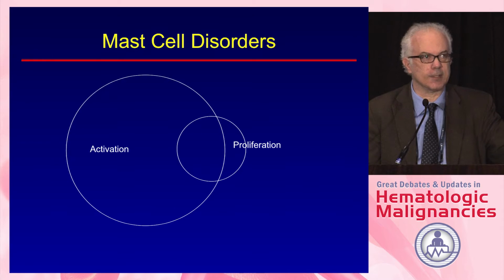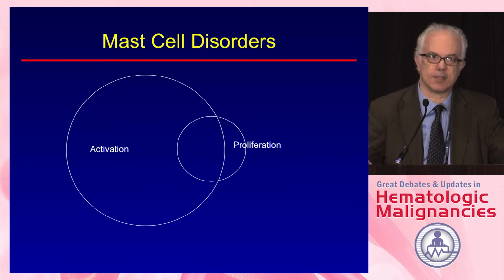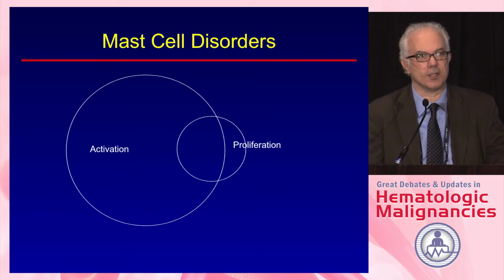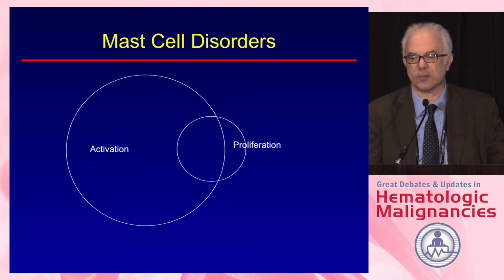And then the mast cell activation disorders are where the mast cells are made normally, but they do get activated in response to other triggers, such as IgE-mediated allergic disorders and so on. So we certainly see more mast cell activation than the proliferation.